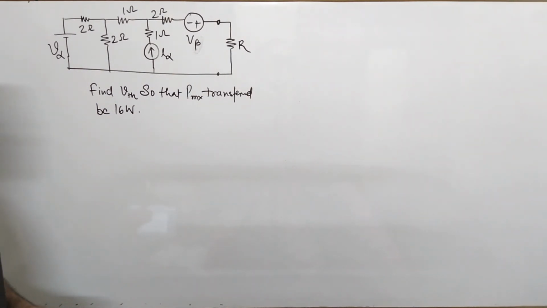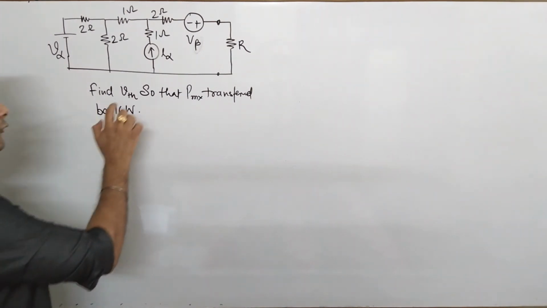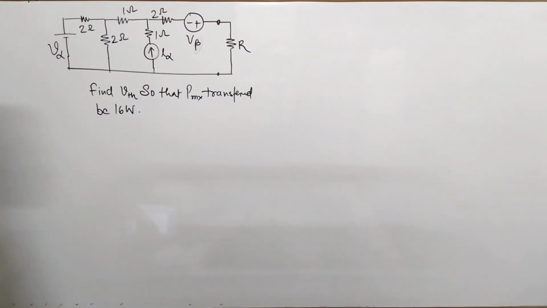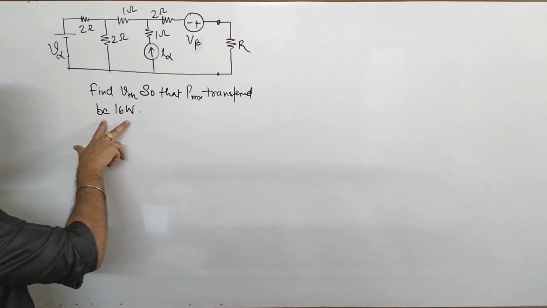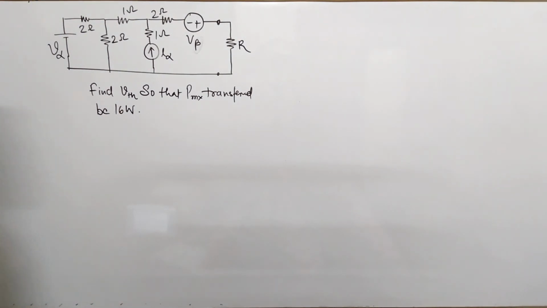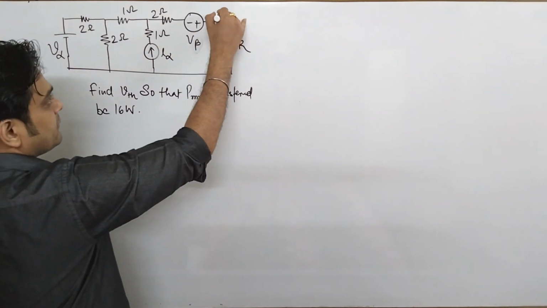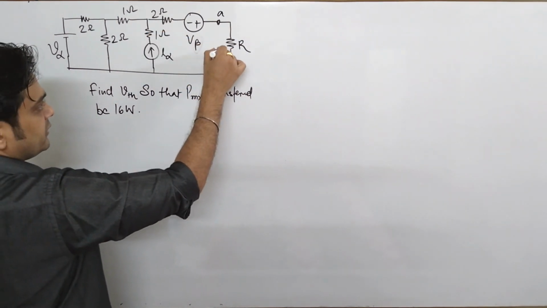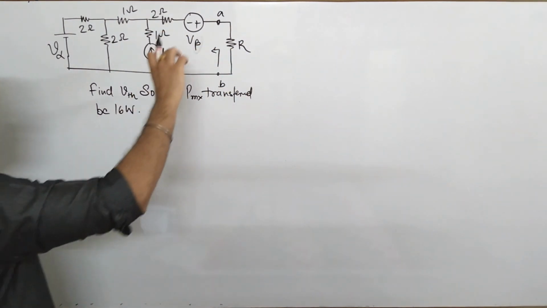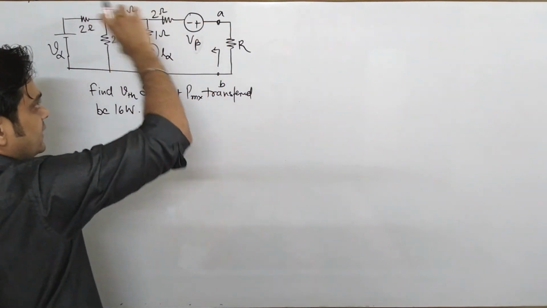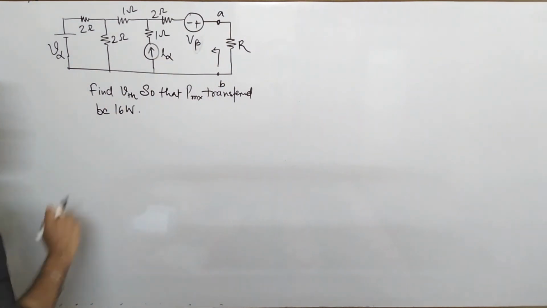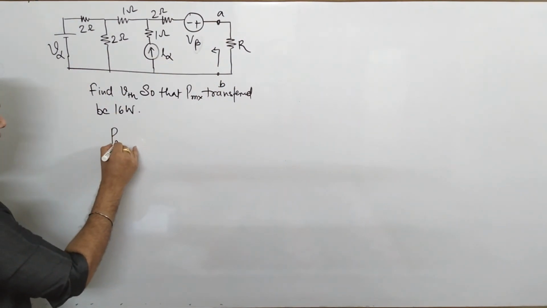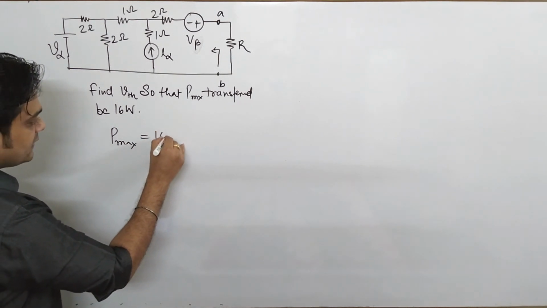So friend, this is your next problem. In this problem, you have to find the value of VTH, Thevenin's voltage, so that maximum power is transferred, and the value of that power is how much? It is 16 watt. It means if this is your terminal AB, as per the question you have to find the value of VTH so that this network will deliver maximum power to this load R, and the value of that maximum power is 16 watt. So you can say that the value of Pmax is already given as 16 watt.